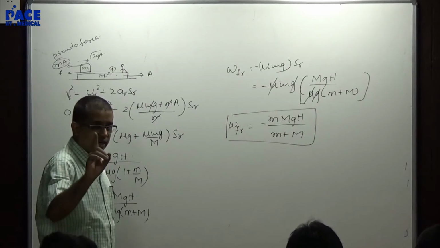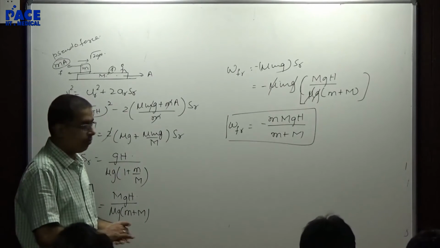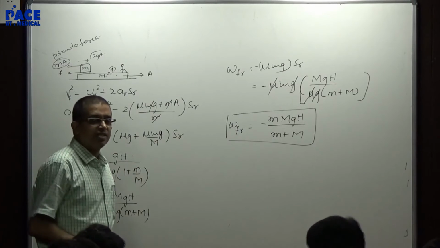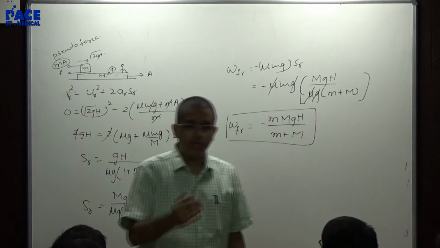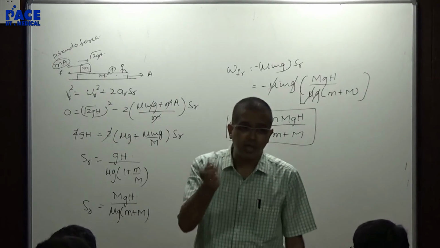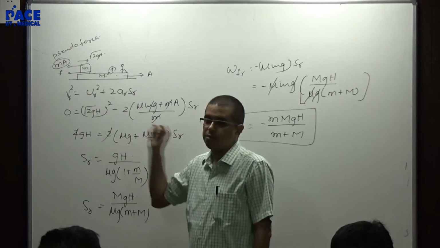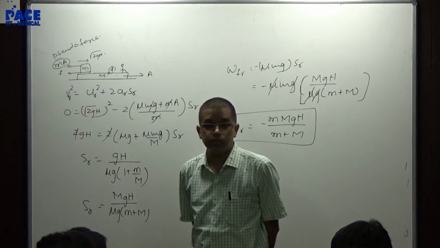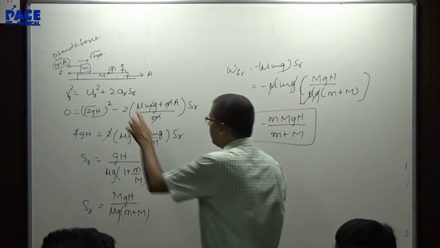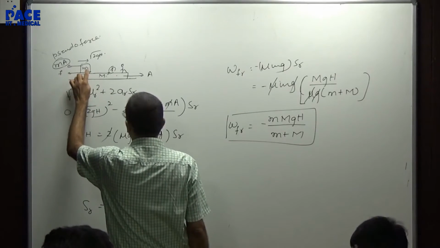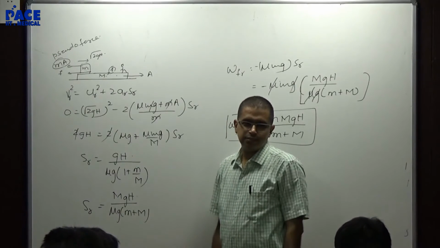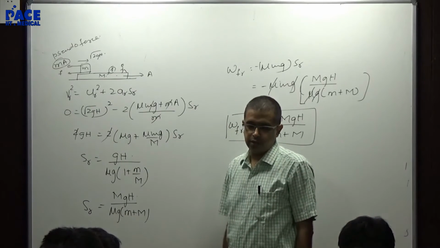Listen, one more clarification. If you observe carefully, in the previous case when I solved with respect to ground, I took work done by friction on both small m and capital M put together. I took the change in kinetic energy of the whole system. Here I calculated work done by friction only on small m, and I am telling you both are the same. Don't you think we are cheating you here?